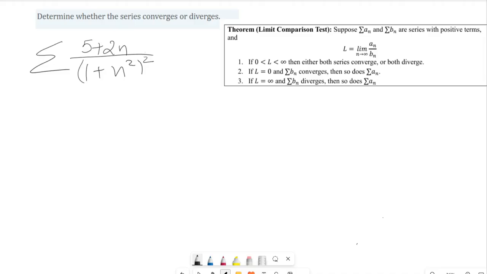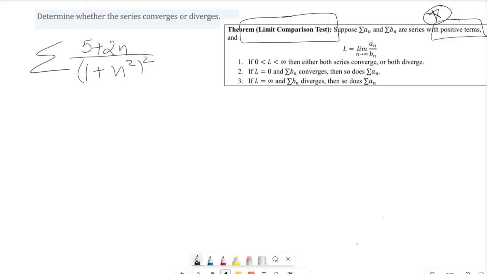Here is another example, whether the series converges or diverges. In this one, we're going to learn a new method called the limit comparison test. What does it say? Suppose we have a_n and b_n, two different series. Both of them are positive terms. This is really important. The limit comparison test works only on positive terms.